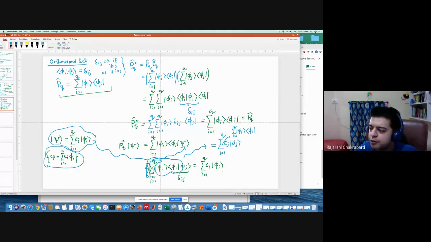If I don't use the Kronecker delta, I say the sum over I and take this phi I, the whole thing. Okay, sum over I, ket phi I, bra phi I. And then I am left with Cj phi j. Is it okay? Please tell me.